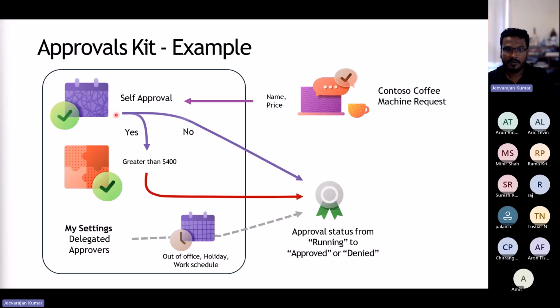So the sample we're going to see today is a Contoso coffee machine Canvas app. Based on the order, if the order is less than 300, we just do one approval, maybe self-approval. If the order is more than 400, we'll delegate it to the manager or somebody else. Based on the person who needs to approve, that person's work hours or office hours will be checked by the system, and if they're not available that day, it goes to the delegated approval. So this is what we're going to see precisely.